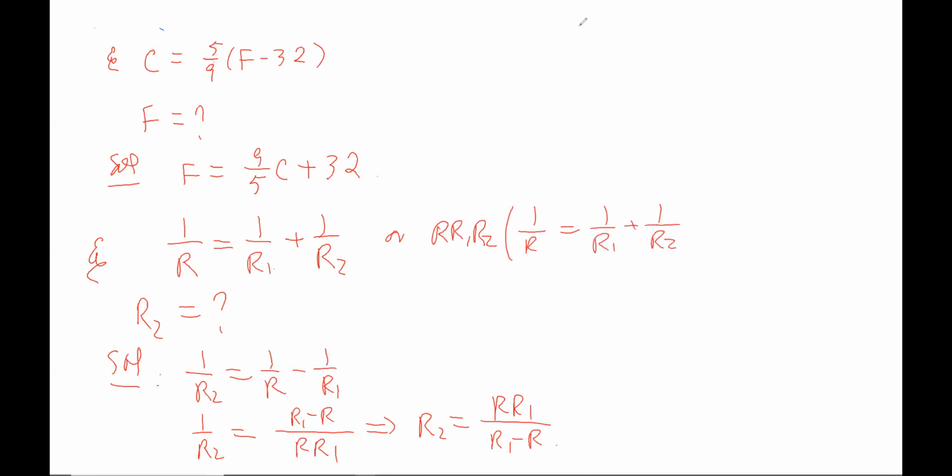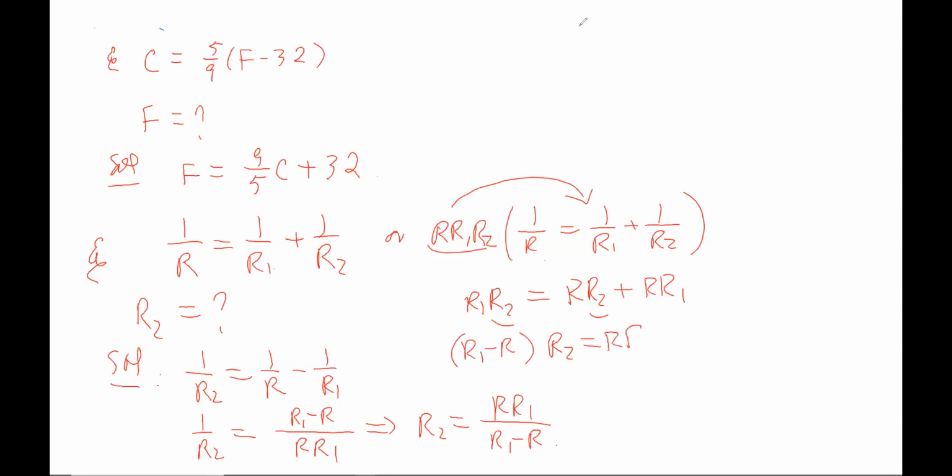Can I do it? Now, if you multiply this to the first term, you get what? R1, R2. Right. So the other side is, if you multiply to the second term here, R2 plus R1. Our goal is to solve for R2. So let's put the R2 terms together. So it's R1 minus R times R2 equal to R1, okay? That implies that R2 equals R1 over R1 minus R. Same, don't you agree?